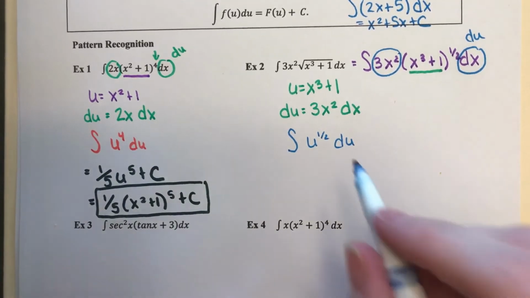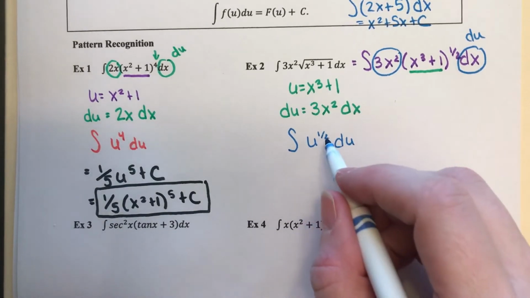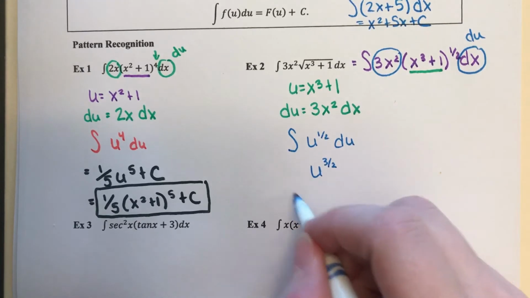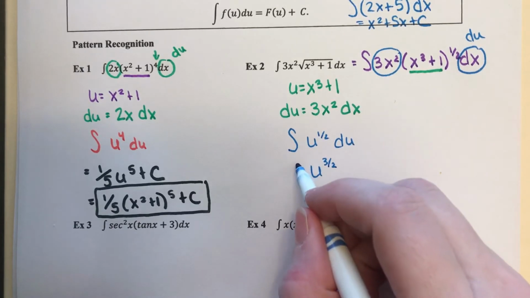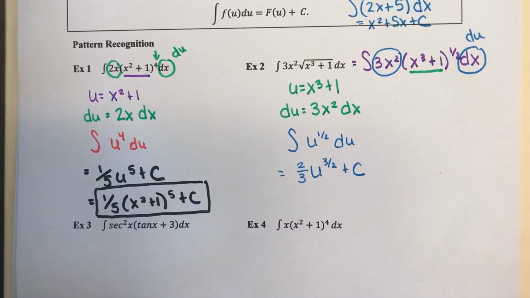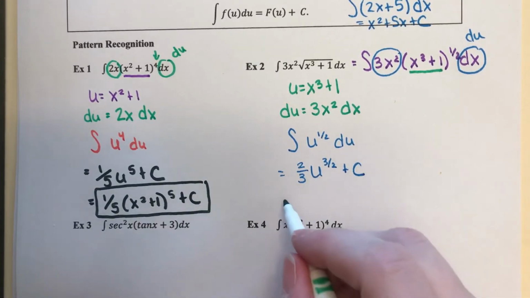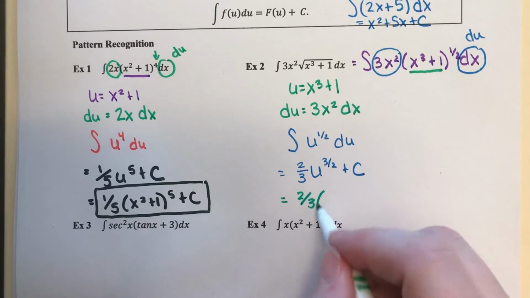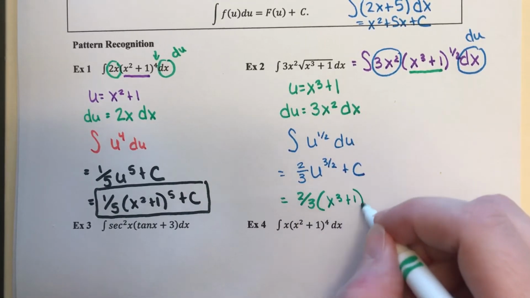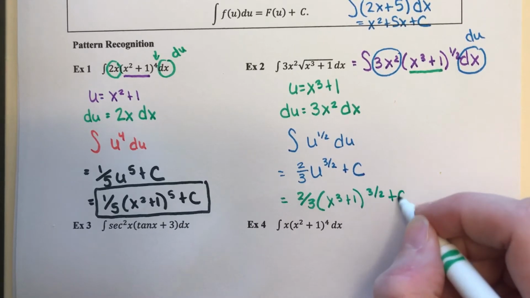Now we're going to take the integral, so I'm going to add and divide. So when I add 1 to 1/2, I get 3/2. Divide that, the front 1 by 3/2. It's really multiplying by the reciprocal. And last step, we're going to plug back in for u. So 2/3. U is x cubed plus 1 to the 3/2 plus c.